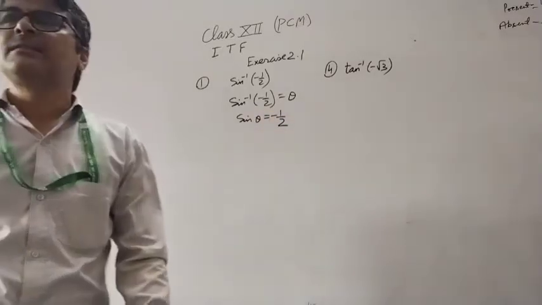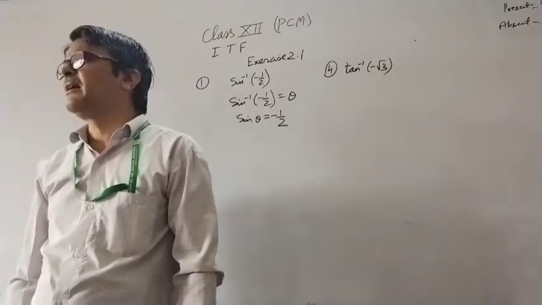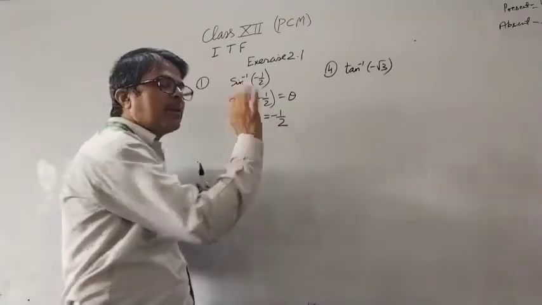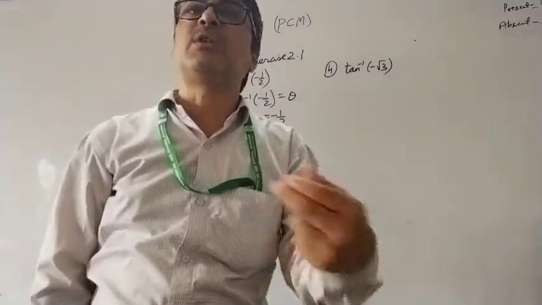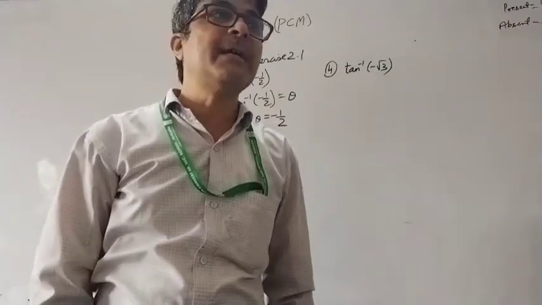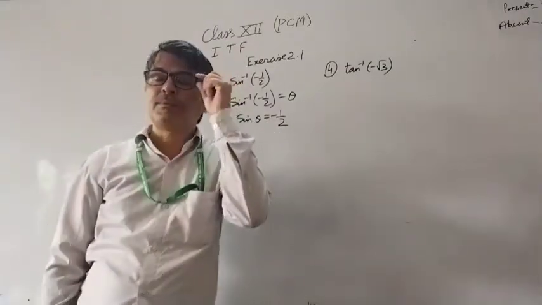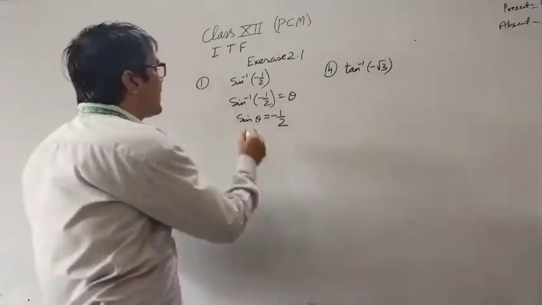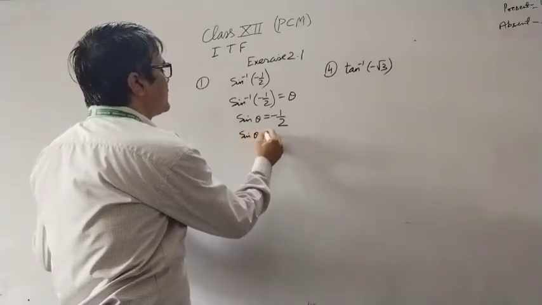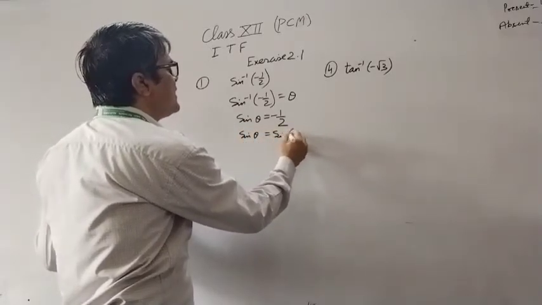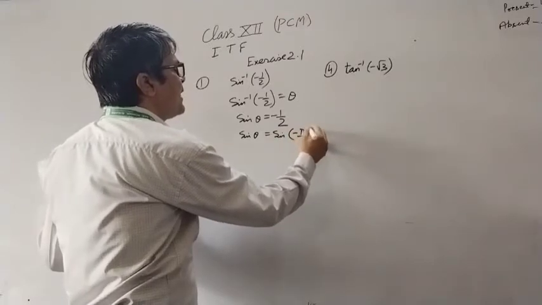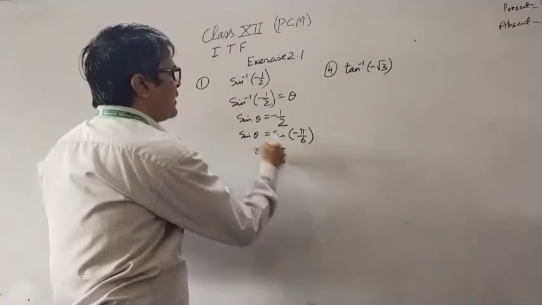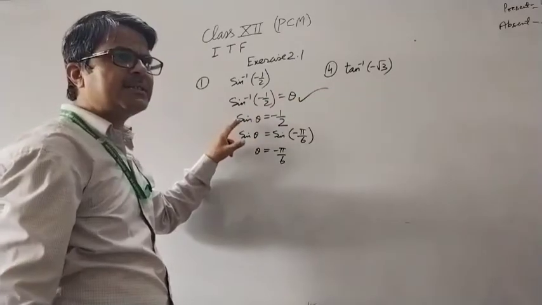Now the question is, for which value of theta? Just delete minus for some time. For which value of theta is the value of sine theta 1 by 2? Pi by 6. And range of sine inverse is minus pi by 2 to pi by 2. So you can write it sine theta is equal to sine minus pi by 6, so theta is equal to minus pi by 6, and theta is sine inverse minus 1 by 2.